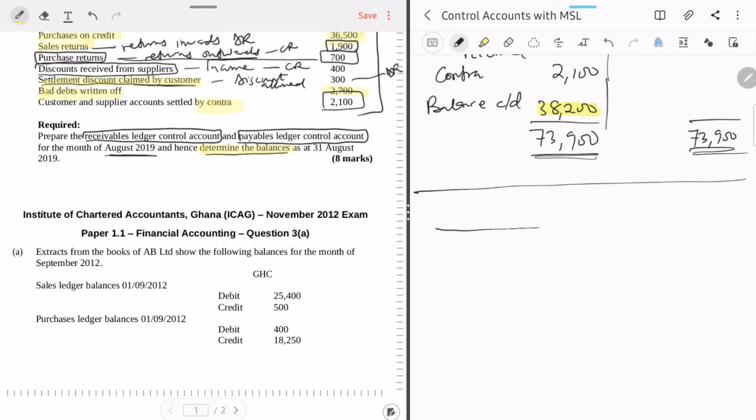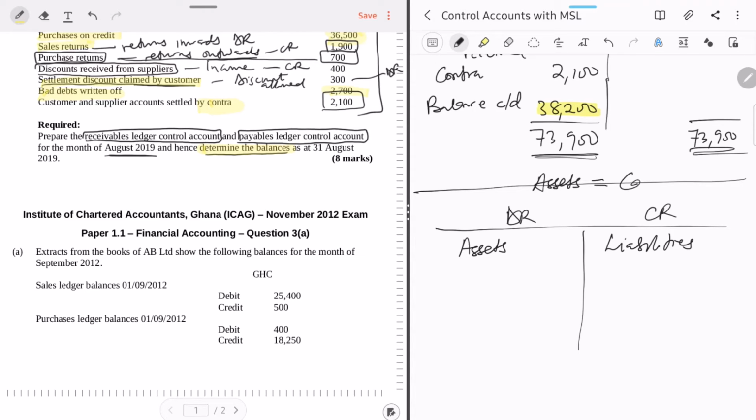So when it comes to double entry, this is the debit side. This is the credit side. All assets are debits. All liabilities are credits. I'm taking this from the accounting equation, which says assets equal capital plus liabilities. So assets are on the debit side, capital and liabilities are on the credit side. The equal to sign will be the middleman. So all my capital or my equity will also have credit balances.